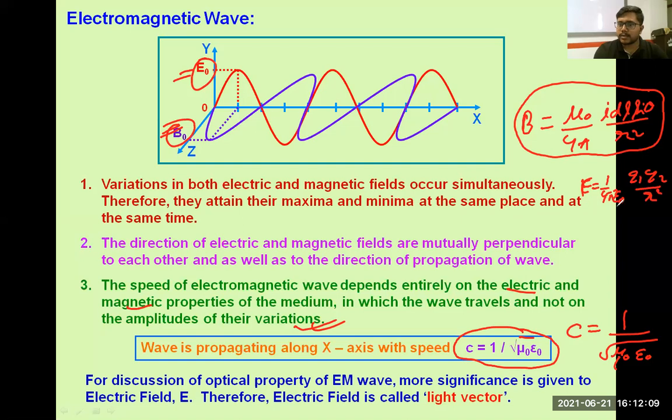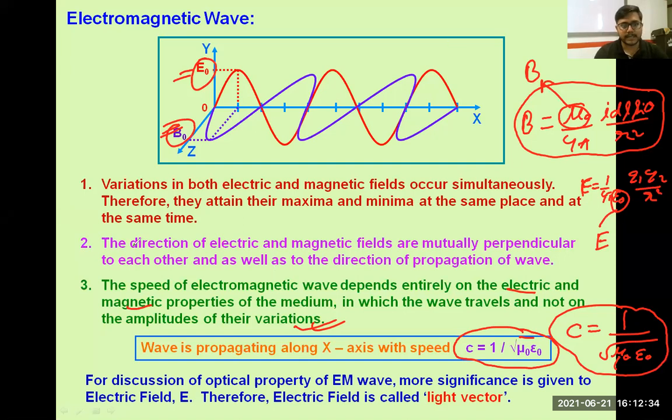It means this epsilon naught is related to electric properties or the electric field, and this mu naught is related to magnetic properties. That is why the speed of light is dependent on the material medium, on its magnetic and electric properties. This is the third point.